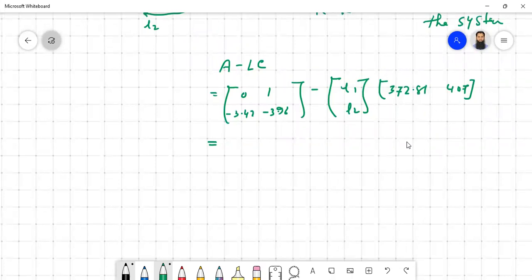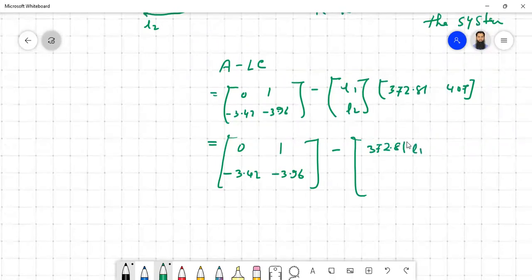Actually, in this particular case, it's wiser to not skip. So let's try to do the whole thing. So 0, 1, minus 3.42. There will be more possibility of having error. So that is why we're writing in this way. So 372.81 L1, and you have 407 L1. Then 372.81 L2, then 407 L2.